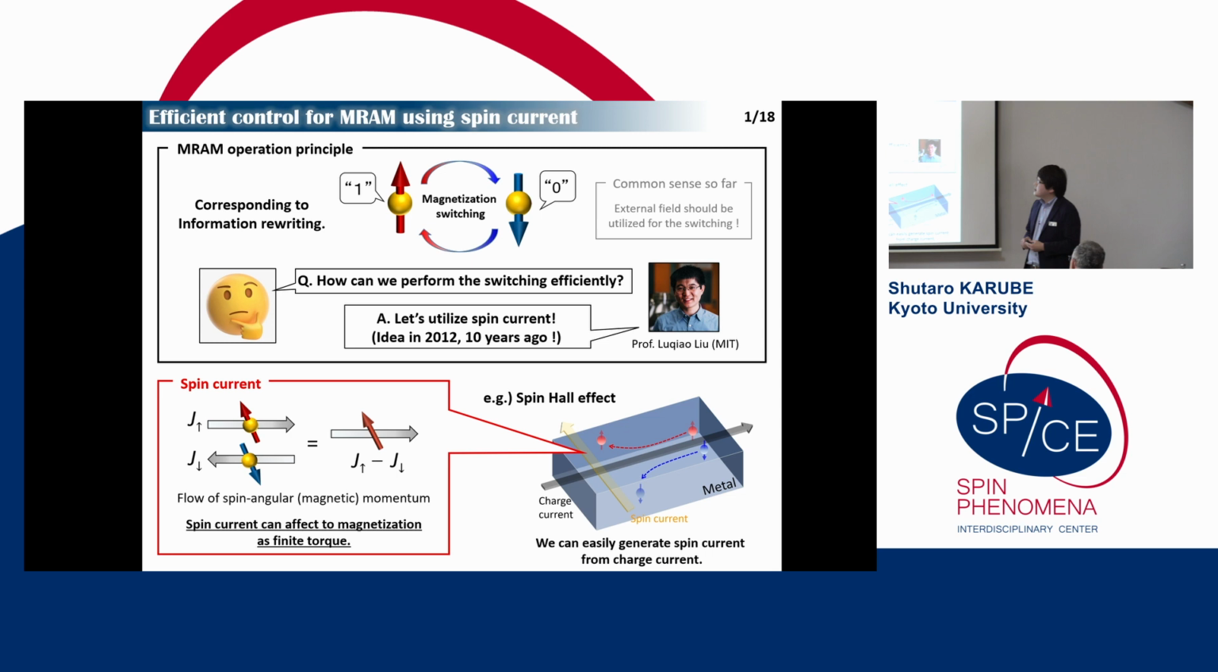As an introduction, we know that MRAM is one of the most important devices in spintronics. As for the operation principle, it's just magnetization switching. This corresponds to the information rewriting. As for the common sense so far, we should use an external field for the switching. But for more efficient control, how can we perform the switching? So Professor Liu at MIT answered, let's utilize the spin current, in 2012.